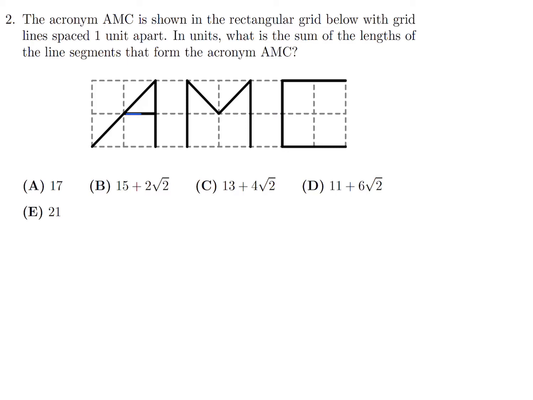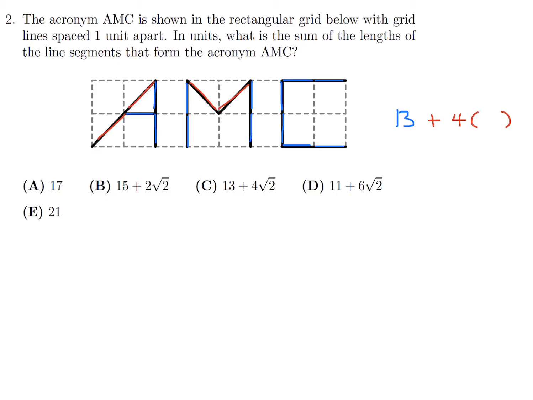Okay, well, let's just count the ones that are 1. Here's 1, 2, 3, 4, 5, 6, 7, 8, 9, 10, 11, 12, 13. Okay, so 13. And then I've got these ones. 1, 2, 3, 4. So 4 of those, but those are not equal to 1. Those have a certain value. And what is that value?